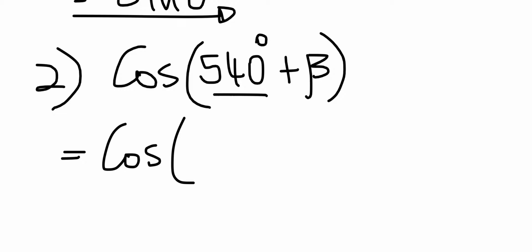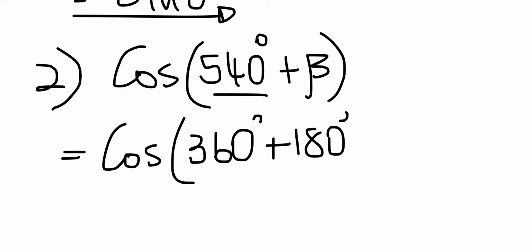Let's see. Because it is bigger than 360, just say 540 minus 360. Whatever remains is a perfect remainder. We are given 540 that we need to break down, and when we break it down, it ends up being 360 degrees plus 180 degrees. Remember, you still have that angle beta there.